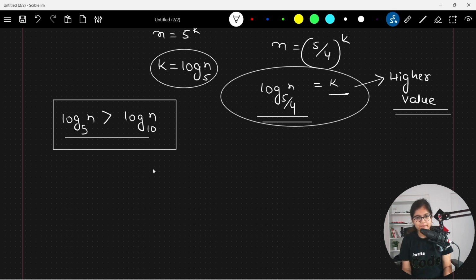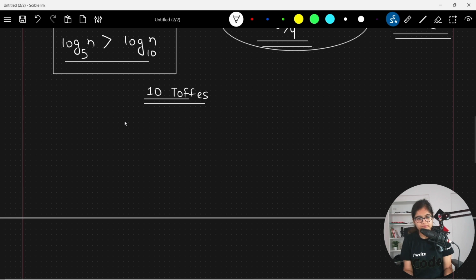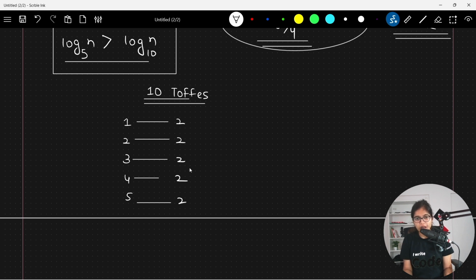It is like this: suppose you have 10 toffees. What you are trying to do is split your toffees among 5 students, and each student gets 2 toffees. The number is the same. If you want to count how many toffees there are, you can do it with 2 methods. Either you count this 2 value 5 times, 2 plus 2 plus 2 plus 2 plus 2, and you will get the value 10, right?